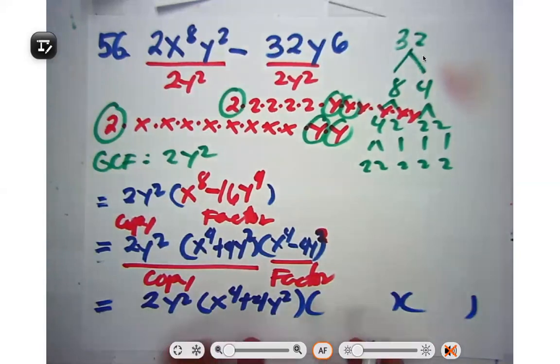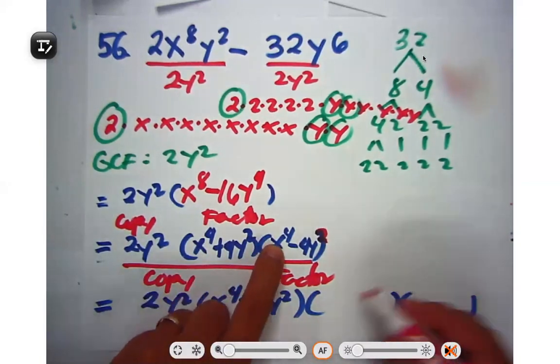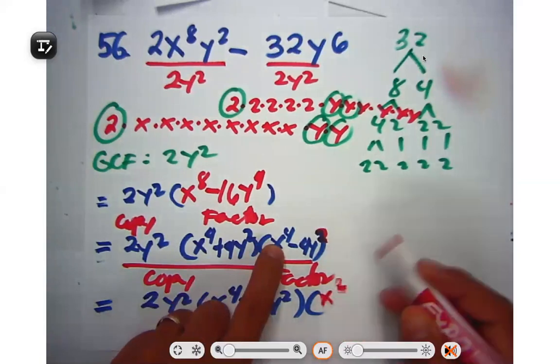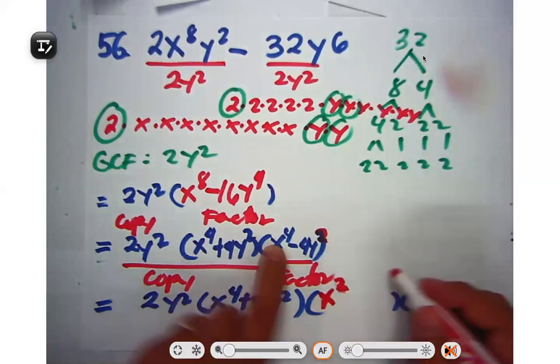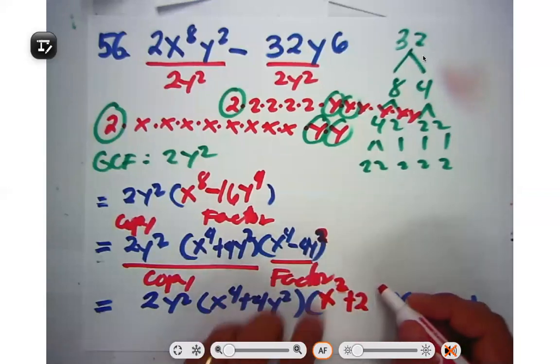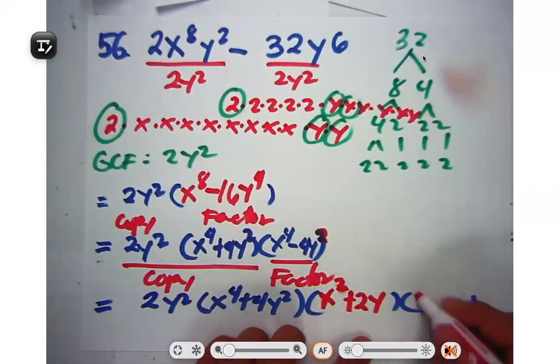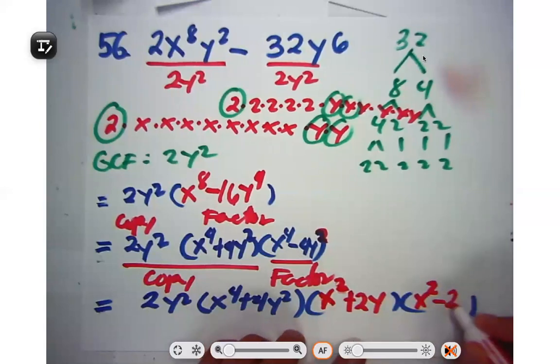Sum of squares, like I said a while ago, is not factorable, but the difference is factorable. All right, so let's find the square root of this. Square root of x raised to 4, x squared. Square root of 4, 2. So we have plus 2, y squared, y. Divide 2 by 2 is 1. Right, so x squared plus 2y, and the other one is x squared minus 2y.